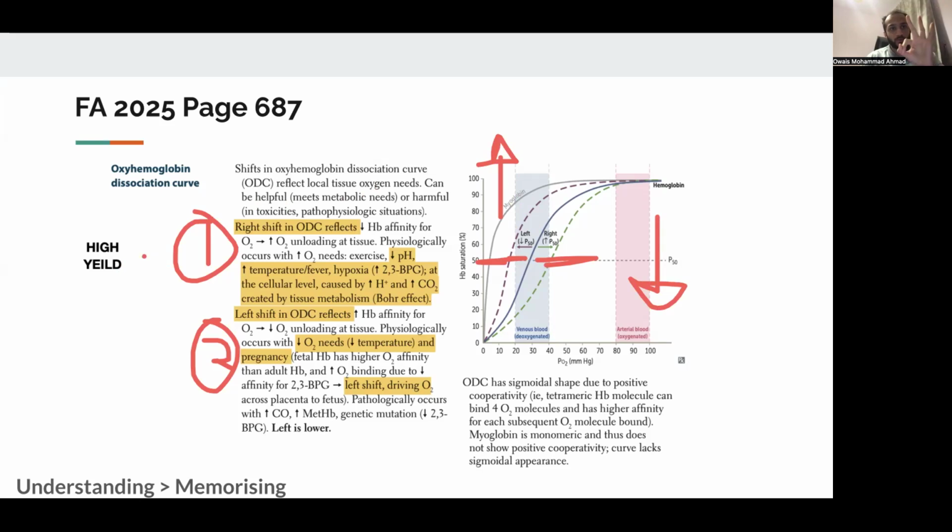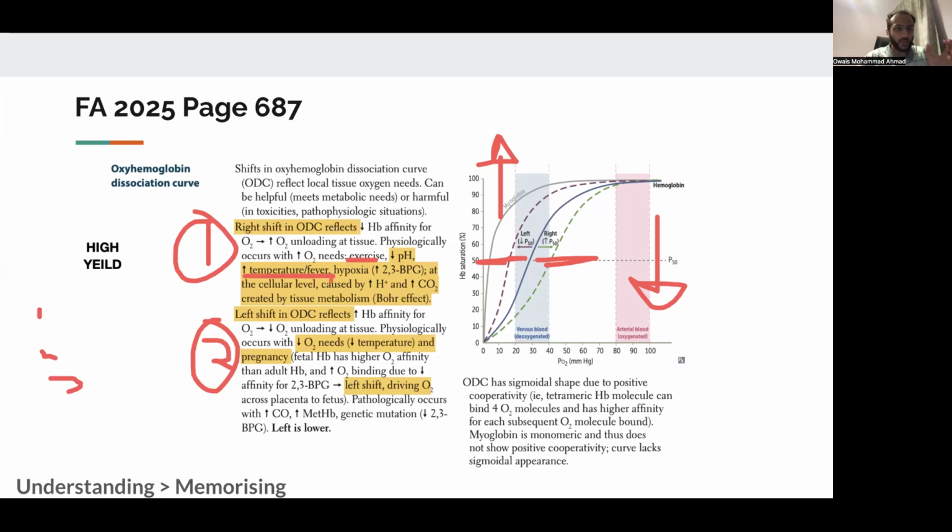You're going to have three key components. There's three key components. Okay, one, two, and three. Let's come over here with the one. Decreased hemoglobin affinity for O2, increased O2 loading at tissue, physiology caused by increased O2 needs. First one is going to be exercise. They mentioned it over here. Exercise is a state of increased temperature. We're metabolizing more, so increased amount of exercise.